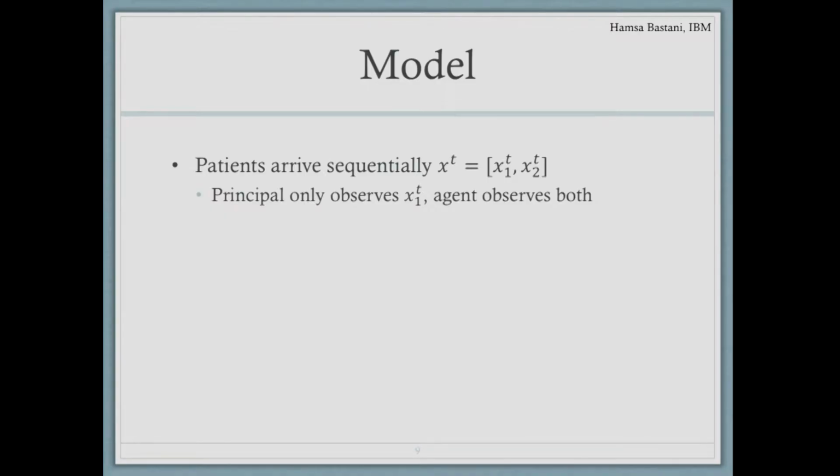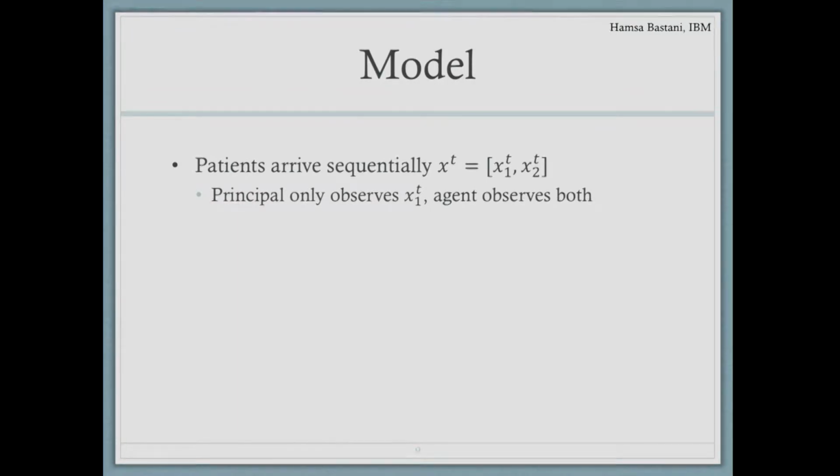Okay, so then let me introduce the model. We'll have patients indexed by t who are arriving sequentially to see the provider. So this is a principal-agent model. The principal here is the insurer or Medicare, and the agent is the provider or the doctor who's actually giving the treatment. We're going to index each patient by their features. So X_t is everything that will determine what the right treatment for them is.